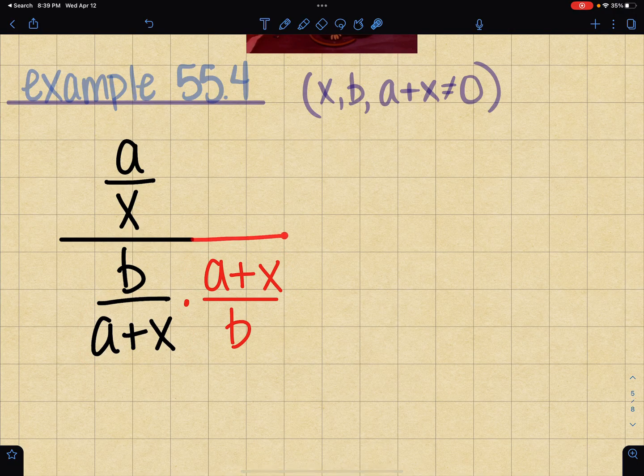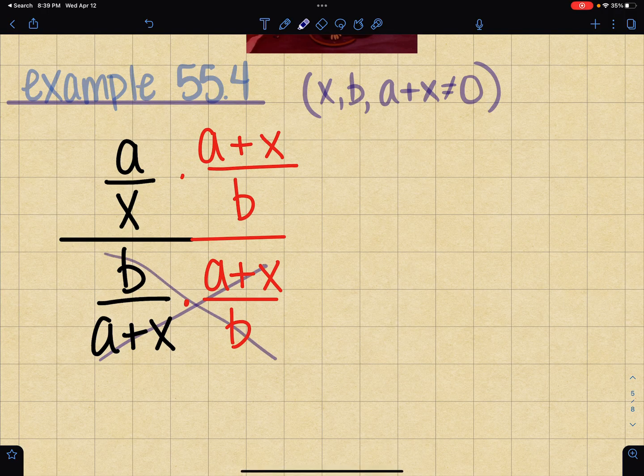All right, denominator, numerator, same quantity rule. Whatever I did to the denominator, I have to do to the top. So I'm just going to do that: a plus x over b. Multiply that. Now, I'm going to save myself some work because I already know that this cancels and this cancels, right? So all I'm going to do now is just multiply the top.